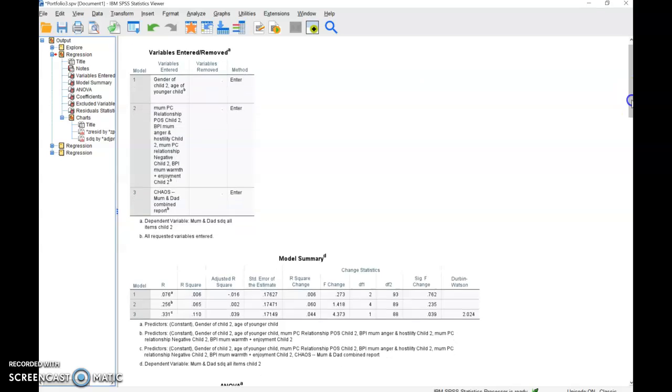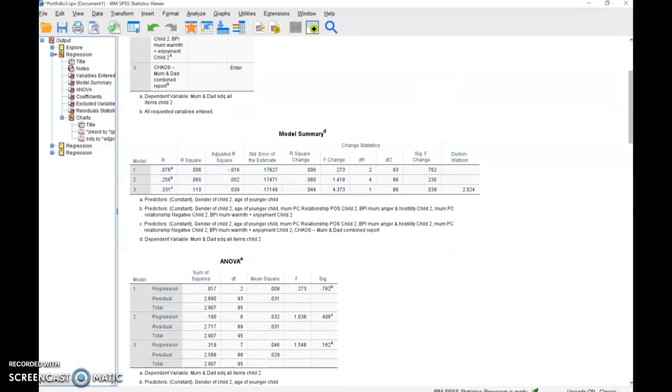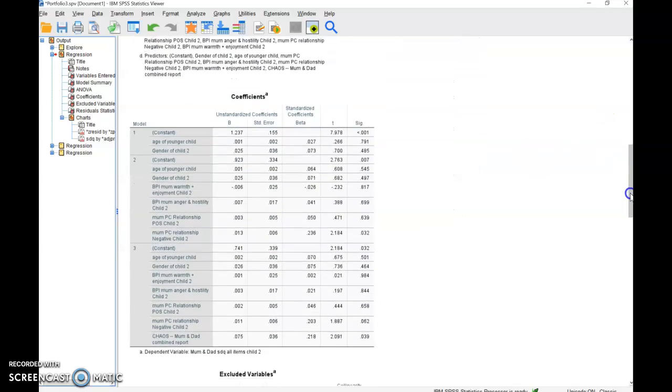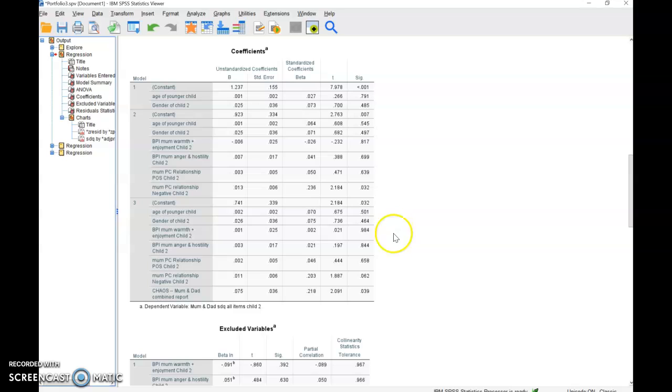So these are our results. So we have 3 models. As you can see, model 3 is the only one that's significant. So if we go to the coefficients table and look at model 3, we can see that the only significant predictor of child behavior problems was chaos, and that had a t-score of 2.09 at a significance level of 0.039.